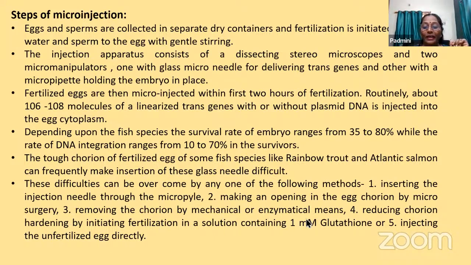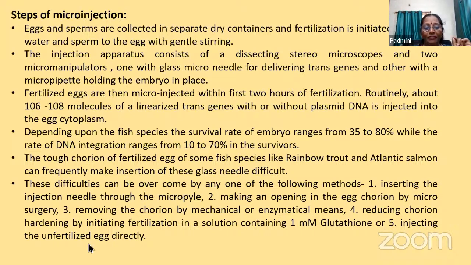Removing the chorion by mechanical or enzymatic means. Enzymatically, you can also use trypsin to remove it. Reducing chorion hardening by initiating fertilization in a solution containing 1 mM glutathione. When you add the eggs and the sperms with gentle stirring, instead of water, you can add this solution containing 1 mM glutathione. This gently loosens up the chorion and reduces its hardness, so it is easy to inject the gene of your interest.